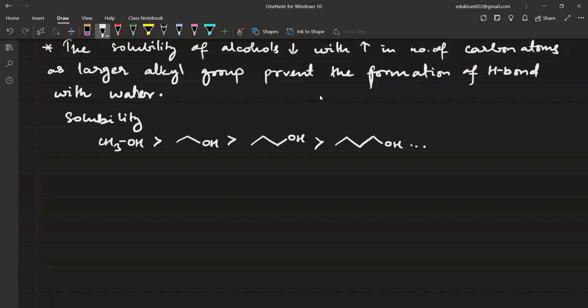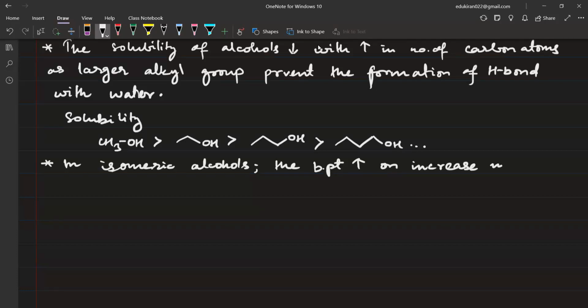Okay, as we increase the number of carbon atoms, the solubility decreases. Right, next. In isomeric alcohols, the boiling point increases on increase in branching.